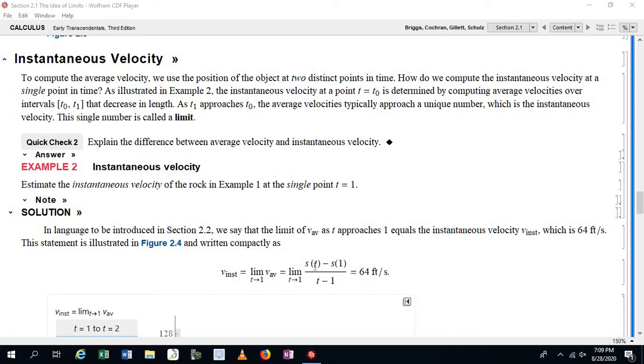Hello again. In this video, I'm going to go over section 2.1, part 2, which is about instantaneous velocity at a single point in time. Okay, so let's look at example 2, where we're going to estimate the instantaneous velocity of the rock in example 1 when t is equal to 1.